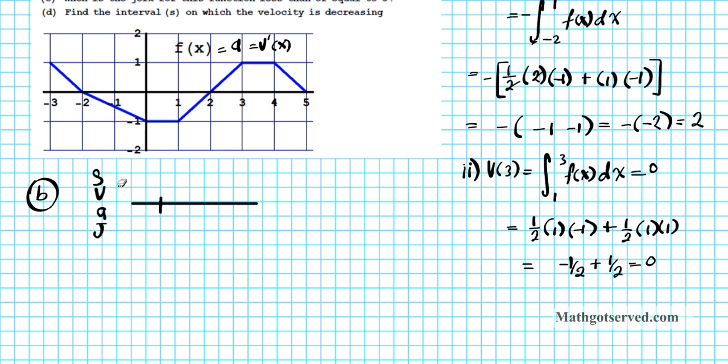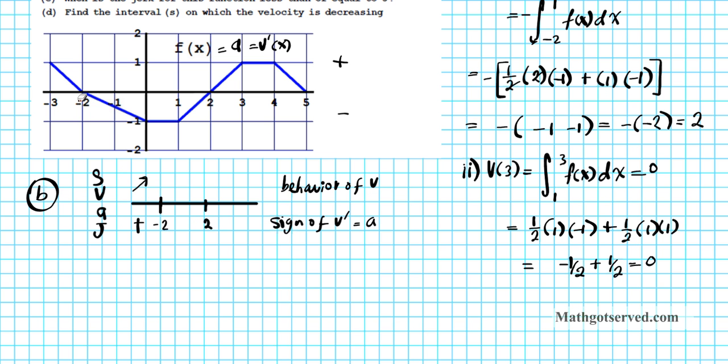Okay, so we see a sign change here, negative 2. We see a sign change here, positive 2. Okay, so remember what we're looking at is the sign of v prime. Okay, and that tells us the behavior of v. And v prime is also the same thing as a. So from negative 3 to negative 2, v prime is, I'm sorry, it's positive because it's above. This is positive and this is negative. So this is positive, so that means that v, the velocity, is increasing.